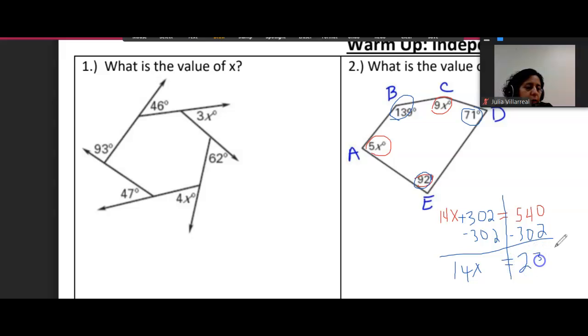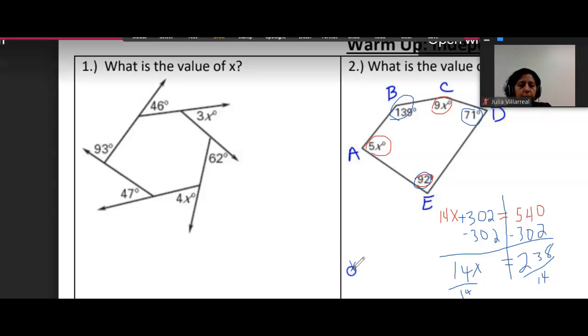238, sorry, 238, and then divide by 14, and write your answer down on your notes, what you should have gotten. Good, x equals 17. So x is 17. So then go ahead right here. What's 5 times 17? This is 5 times x. So 5 times 17, that should give me, good, 85, right? So this is 85 degrees.